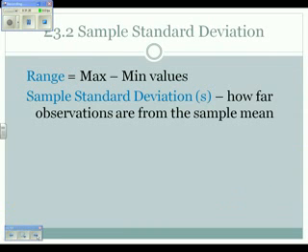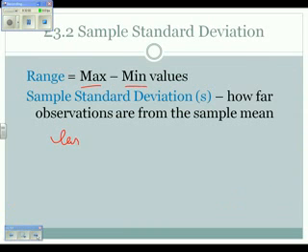The range is just the range of the data values. So you take your largest data value, you subtract your smallest data value, and that's going to give you the range. So maximum data value minus the minimum data value will be your range. And then the sample standard deviation tells you how far the observations are from the sample mean. Until we work with it a good bit, it probably won't mean as much to you.